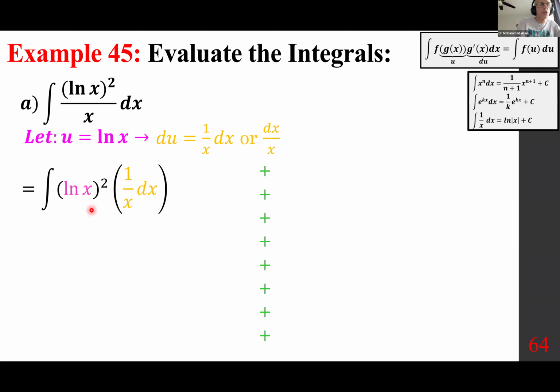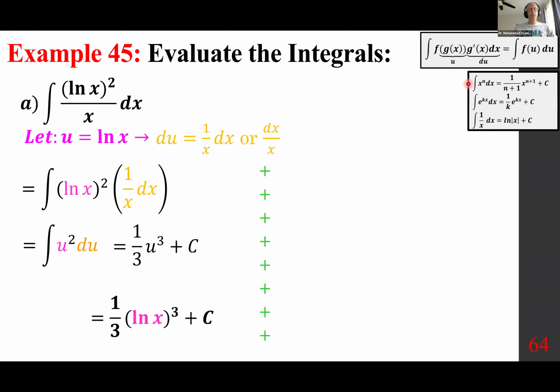So this is ln x to the second power, and then 1 over x dx. This format or that format makes no difference. Therefore, we recognize this as u squared, this one as du. And that follows the power rule, 1/3 u cubed plus a constant. You replace the u with ln x. Please don't mix up with ln of x cubed. This is ln x times ln x 3 times, so don't mix them up.